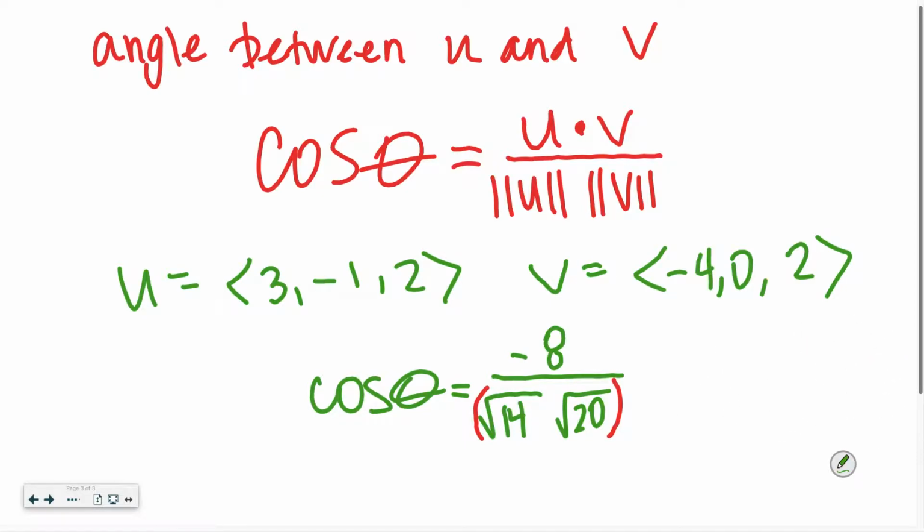So, what's our angle? I don't think I even ever wrote it down. 118 degrees. Now it looks like a 9. That's okay.